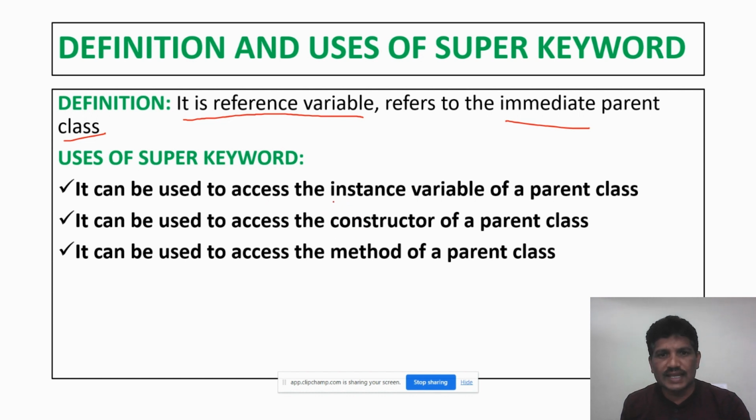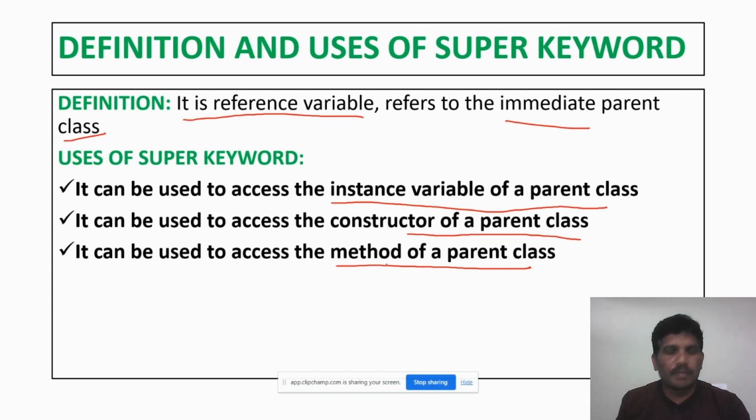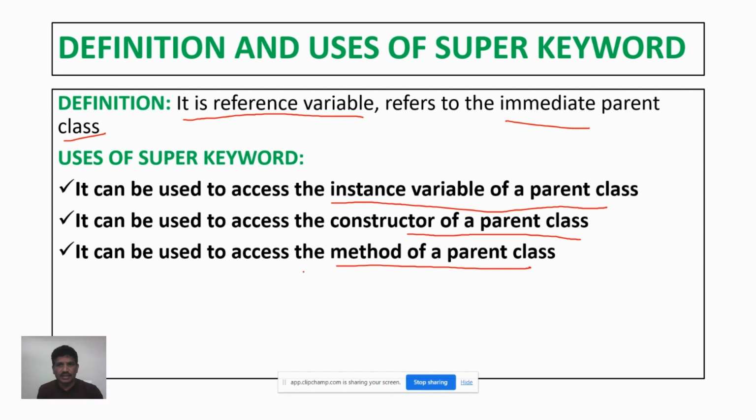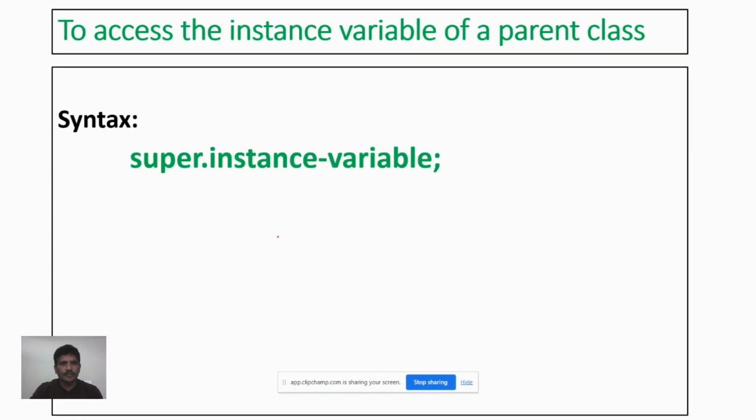It is used to access the instance variable of the parent class. It can also be used to access the constructor of a parent class. It can also be used to access the method of the parent class. For these three purposes, we use the super keyword in Java. Generally, the super keyword will be used in the child class or subclass, to access the instance variable, constructor, and methods of the parent class. Then we will see one by one with the help of an example.